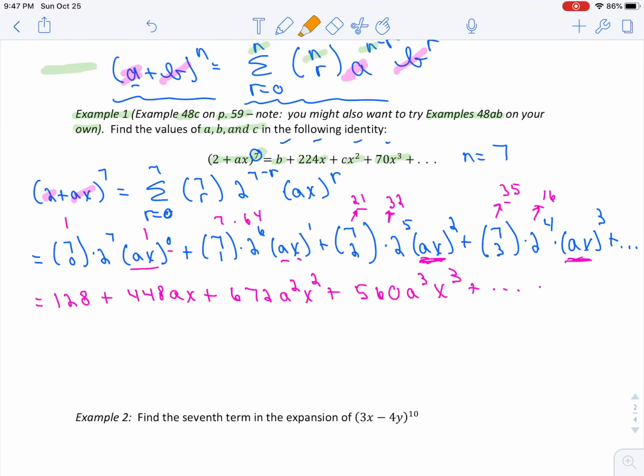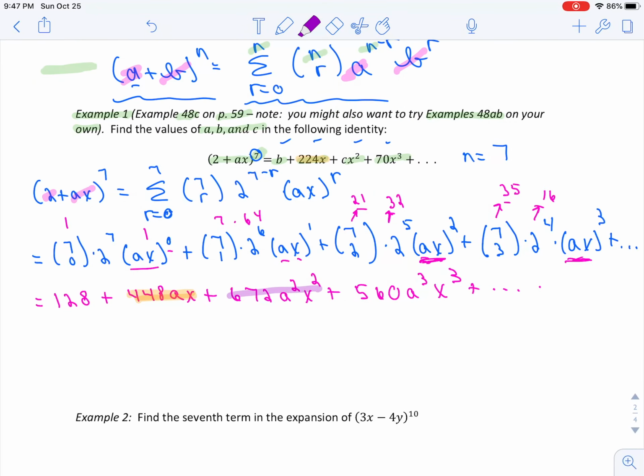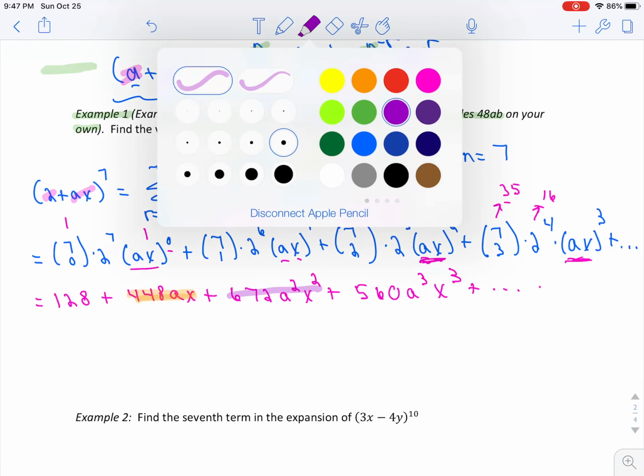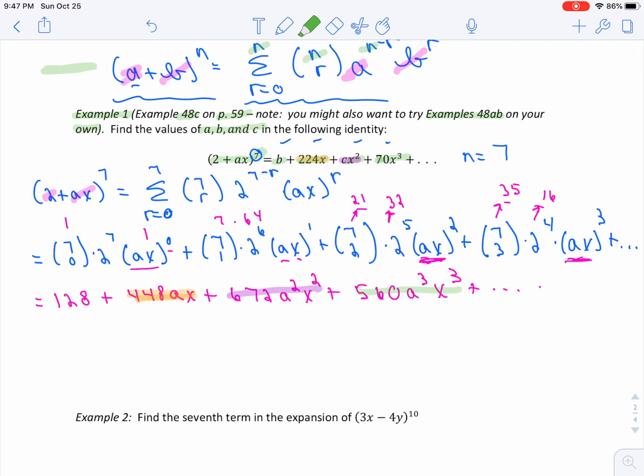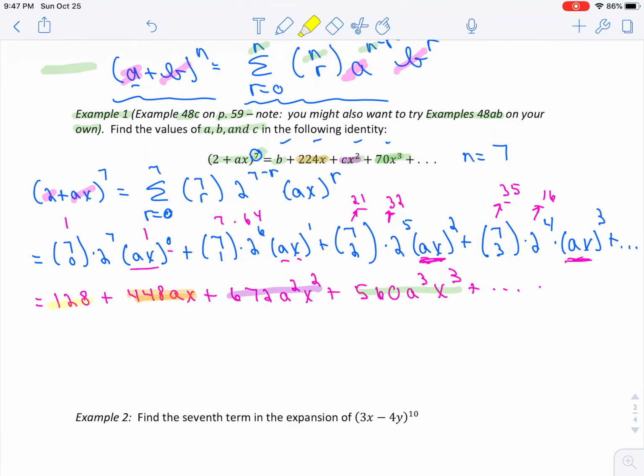So we can see, for instance, right here, that this is the x term, 448ax, and then here's the x term right here. And then we can see how the rest of them match. Here's the x squared term, here's the x squared term here. Here is the x cubed term, and that should match with the x cubed term here. I should have used a different color. And then here's the constant term, and that should match with the constant term here. So we can just start by setting some of those equal to each other. We're supposed to find a, b, and c.